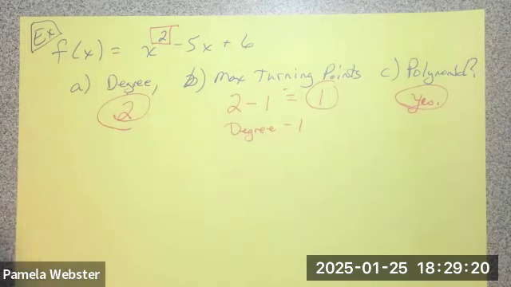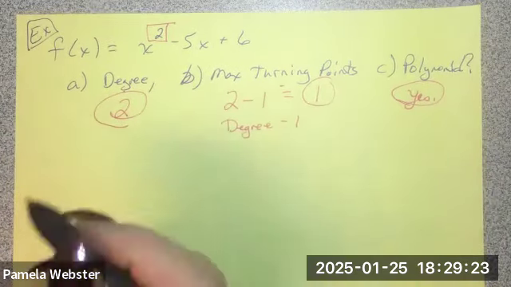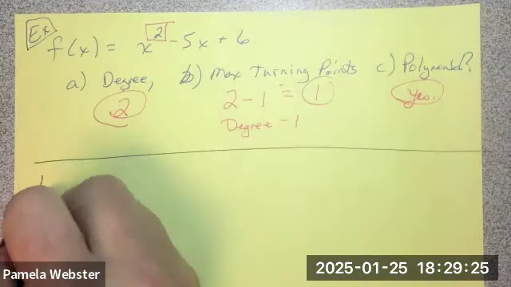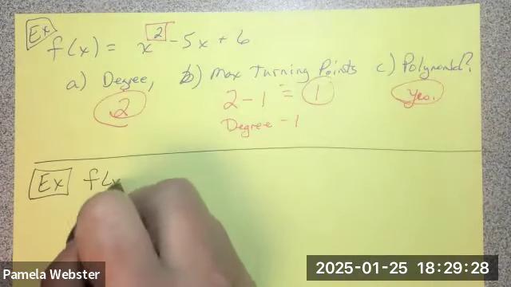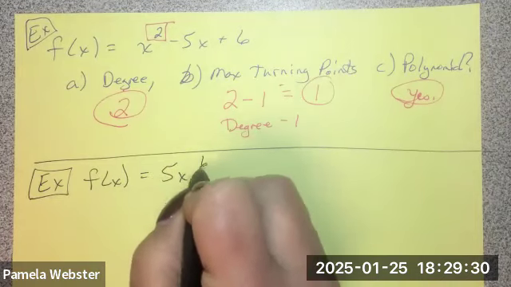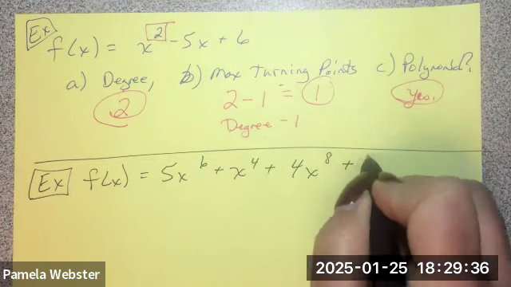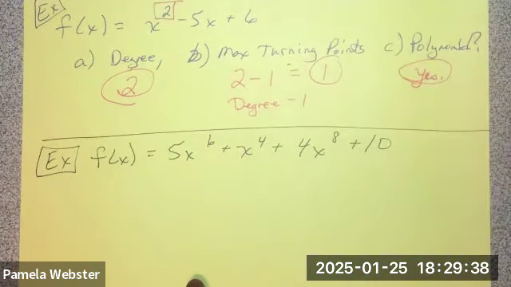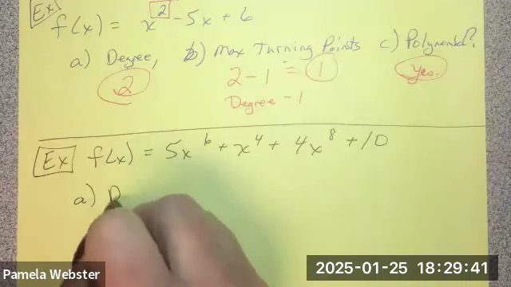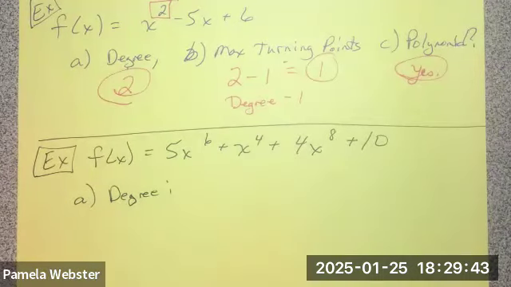All right, so let's do the one I started to do a second ago because I want us to do that one together. I wanted you to work the last one by yourself. This one I want us to do together. F of x equals 5x to the 6th plus x to the 4th plus 4x to the 8th plus 10. Okay, same stuff, but we're going to do it together. What's the degree? Be careful because the degree is the largest exponent on the variable, and this guy is out of order, right?